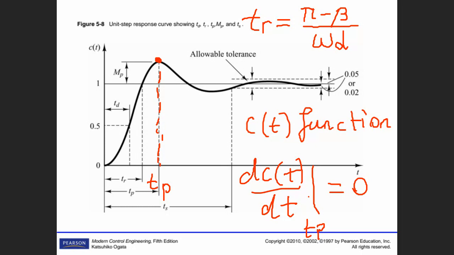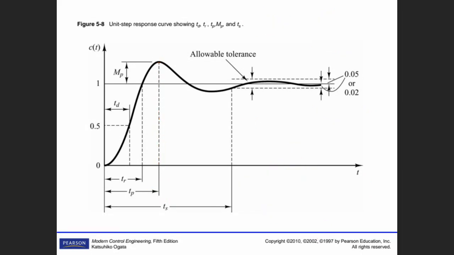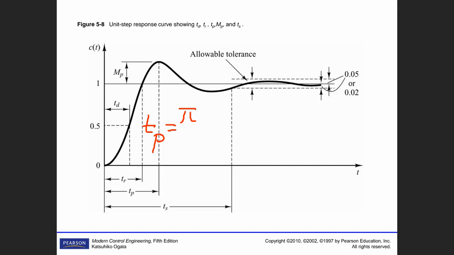I'm going to clean this part again, and t_p is equal to pi over omega_d. Of course, I'm not deriving all those equations. Pi over omega_d.